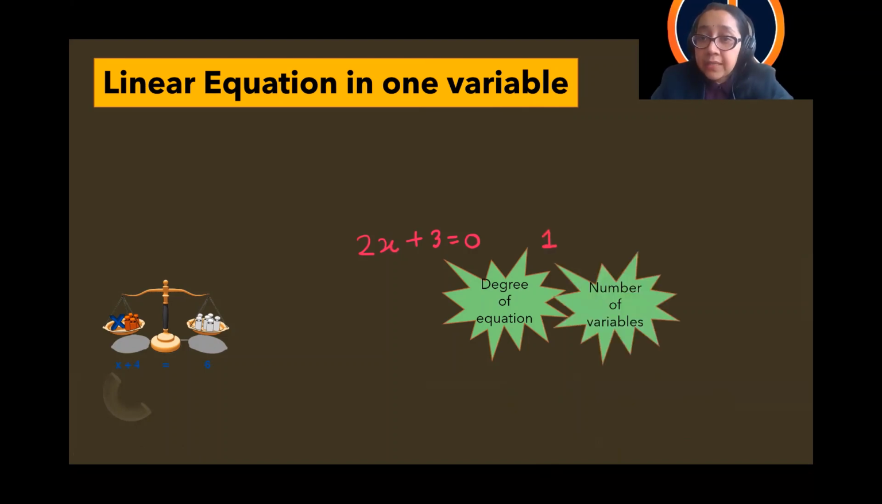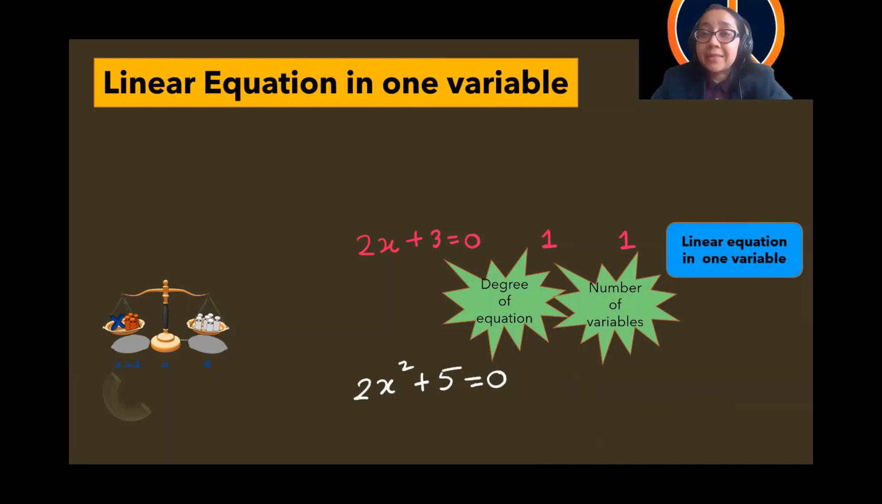And what is the number of variables? How many unknown quantities are there in this equation? You can see there is only one, right? It is only x. So this is an example of a linear equation in one variable. Let's see a second example. For example, 2x squared plus 5 equal to 0.